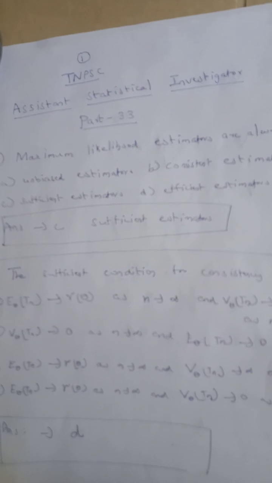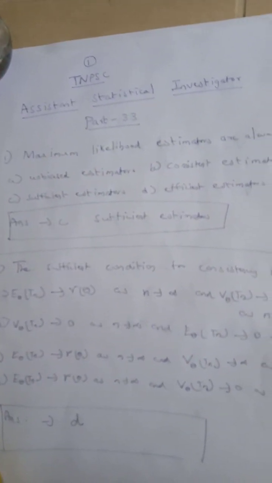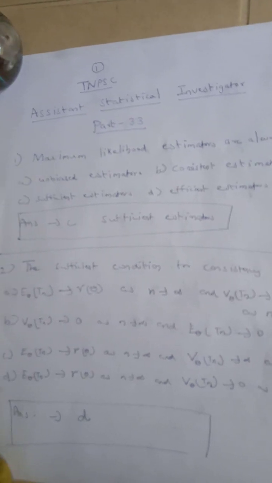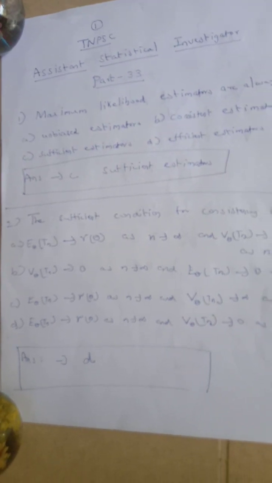Question number 1. Maximum likelihood estimators are always: option A, unbiased estimator; option B, consistent estimator; option C, sufficient estimator; option D, efficient estimator. Here the correct answer is option C, sufficient estimator.